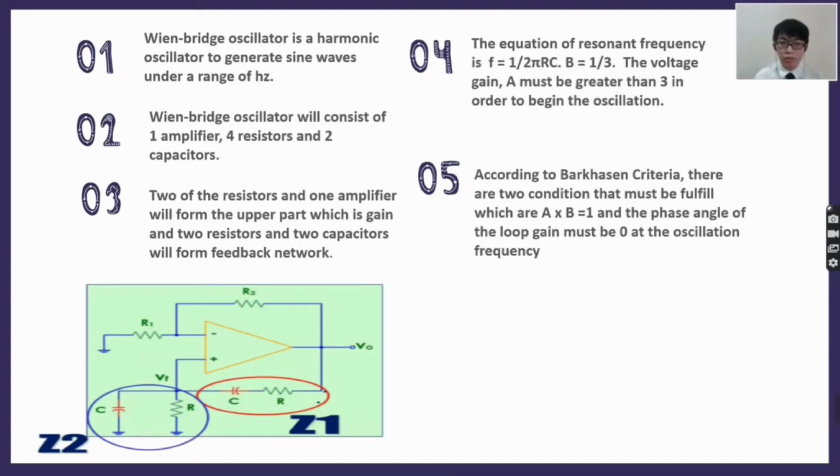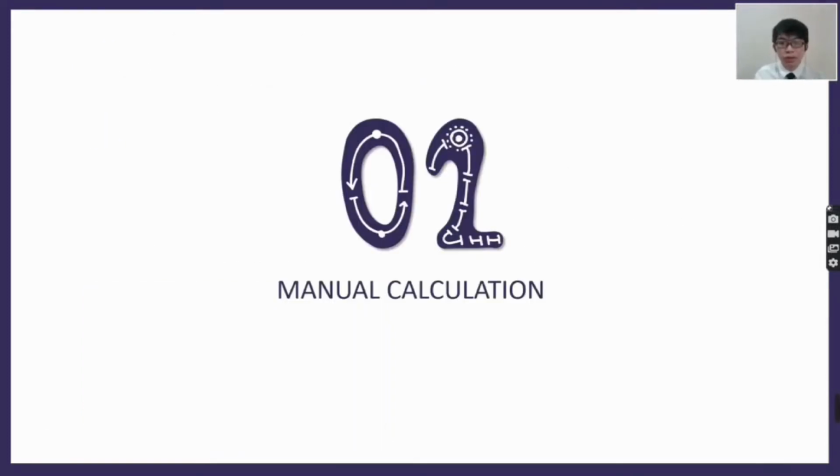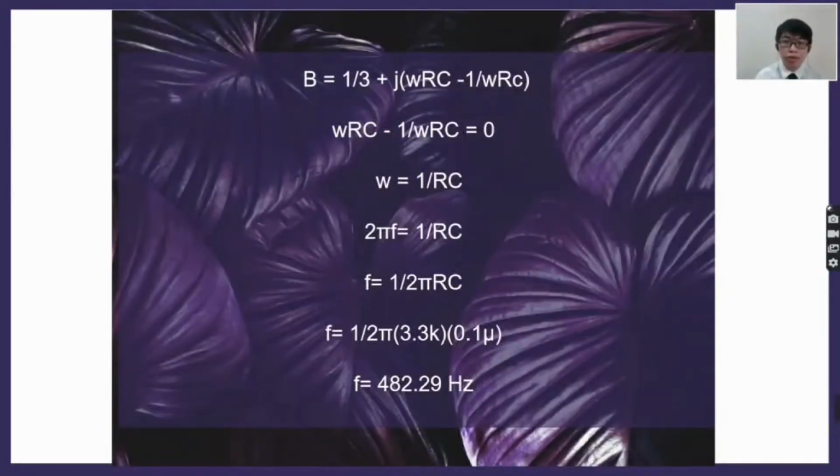For the manual calculation, the equation of beta equals 1 over 3 plus j times (omega RC minus 1 over omega RC). The imaginary part should always equal 0, because at this moment the phase shift is equal to 0. Therefore, we get omega RC minus 1 over omega RC equals 0. After some arrangement, we get the final equation of the frequency equal to 1 over 2 pi RC.